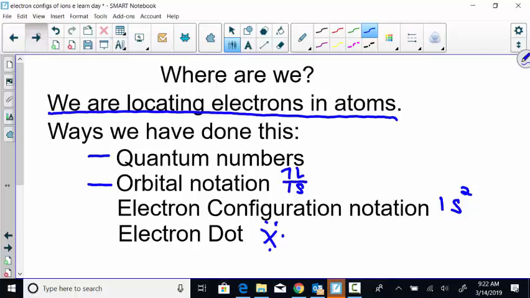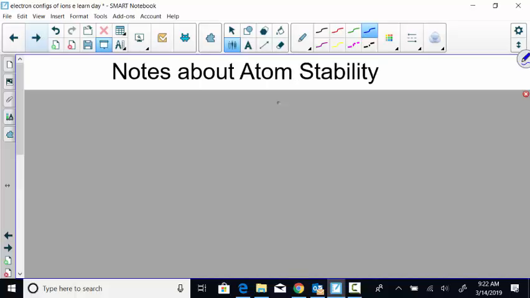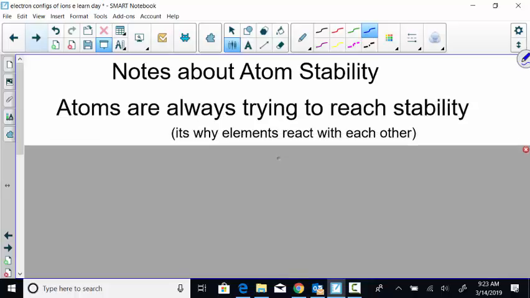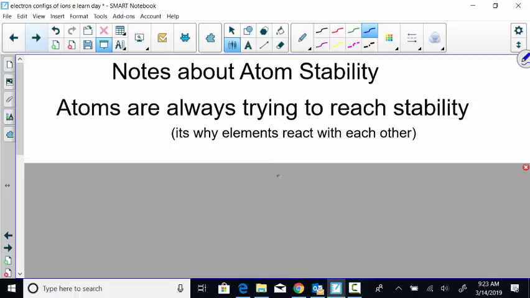And what you need to realize is our ultimate goal is to look at atom stability. Now, I'm going to talk fast here, so you're going to need to pause the video if you need to write things down. We want to look at how atoms become stable. One of the things that has always been in the background is atoms are always trying to reach stability. So this should really be the first thing that you write down in your notes.